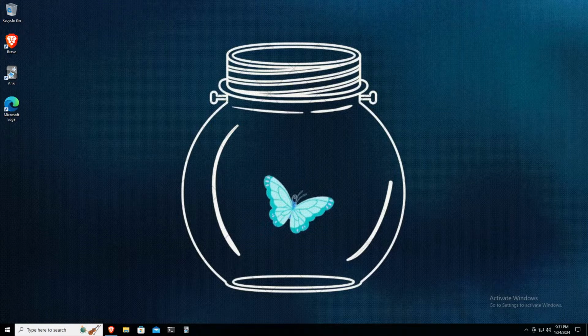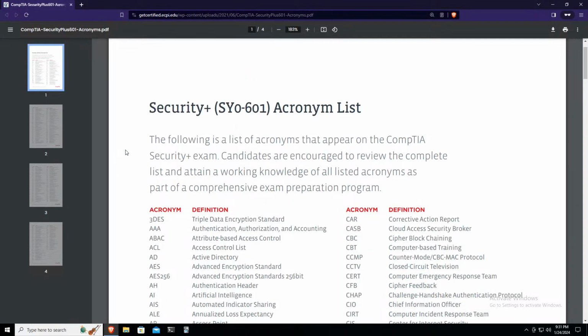We won't be looking at too many moving images. Today we're focusing on the acronym list from CompTIA. This is the list of acronyms on the 601 that would show up on the exams. Candidates are encouraged to review the complete list and attain a working knowledge of all listed acronyms as part of a comprehensive exam preparation program.